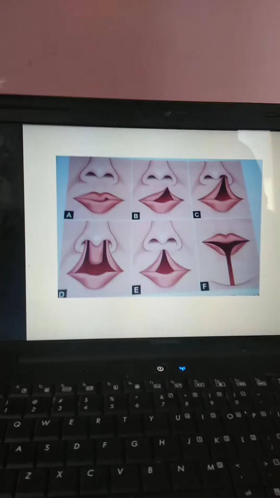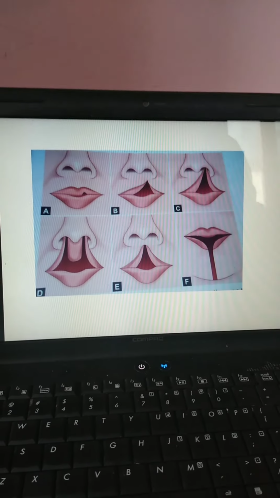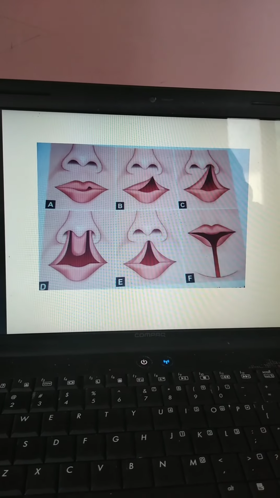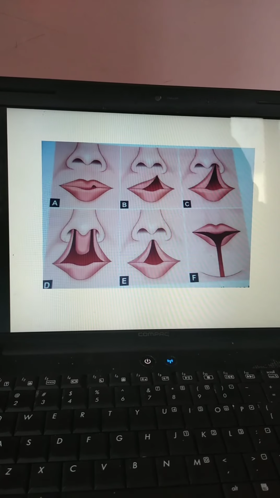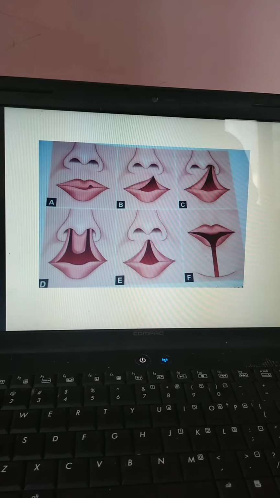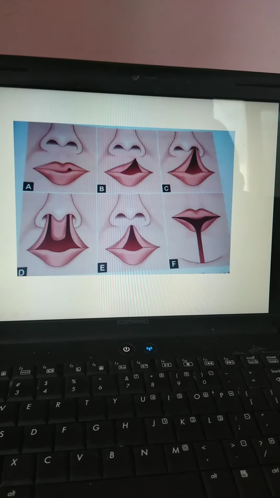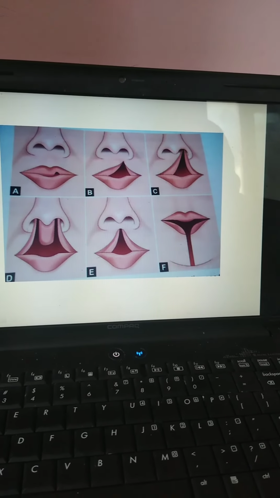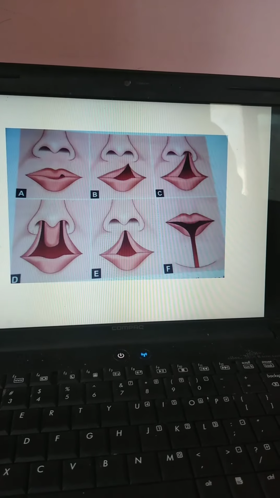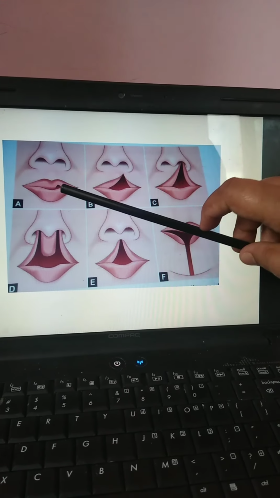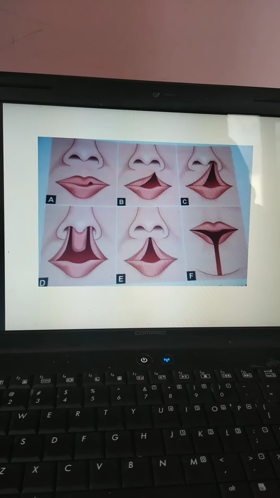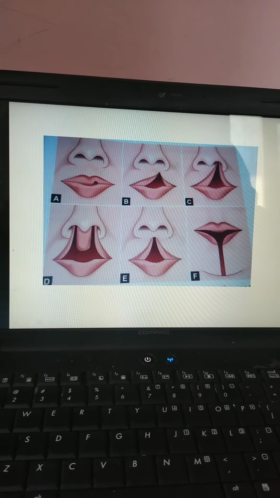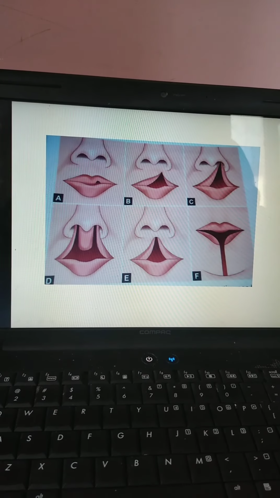So here we can see the different anomalies of the face. As we have seen, there are various components which join together to form the face. So if, God forbid, one of the fusions does not occur, various anomalies arise. The first anomaly is the hare lip. What happens in the hare lip? The upper lip normally has a cleft, hence the term hare lip.